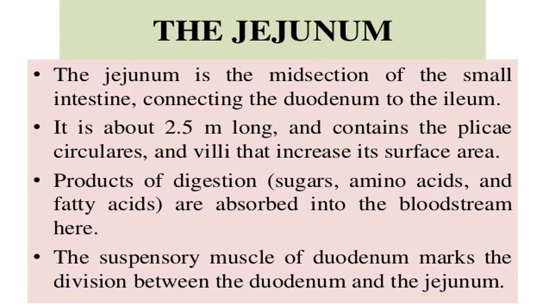The jejunum is the midsection of the small intestine connecting the duodenum to the ileum. It is about 2.5 meters long and contains the plicae circulares and villi that increase its surface area. Products of digestion: sugar, amino acids, and fatty acids are absorbed into the bloodstream here. The suspensory ligament of the duodenum marks the division between the duodenum and jejunum.